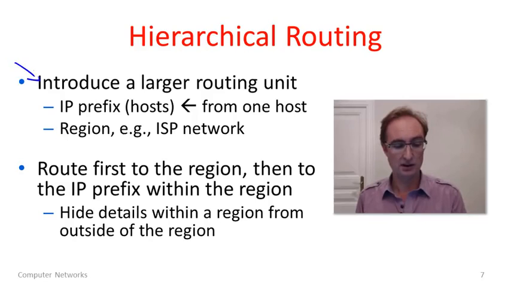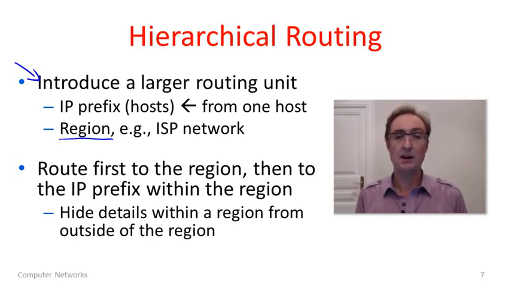So the overall goal here is to introduce some kind of larger routing unit and be able to structure tables so that they send packets towards that unit. We've already seen that we now have IP prefixes, which are groups of hosts. That's a larger routing unit from an individual host. That's great. We want to build on that. And we'll build on that by introducing the notion of a region of the network. This might be a complete ISP network, for instance, but I'll just call it a region for now. And we would like to change our routing procedure so that we route first to the region, and then when we've arrived at the region, we route to the particular node within the region.